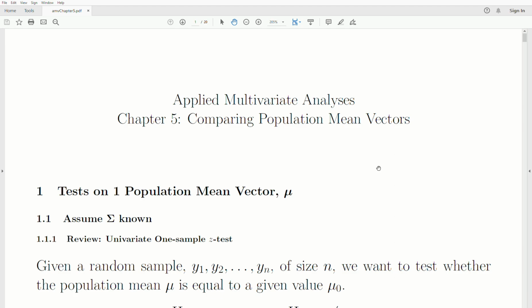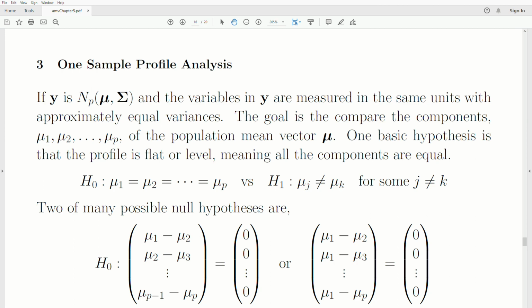Hello, this is the next video in a playlist that I'm calling Applied Multivariate Analysis. And we're in chapter 5 part of this playlist, which we're calling Comparing Population Mean Vectors. Let me jump to today's topic, which is one sample profile analyses.